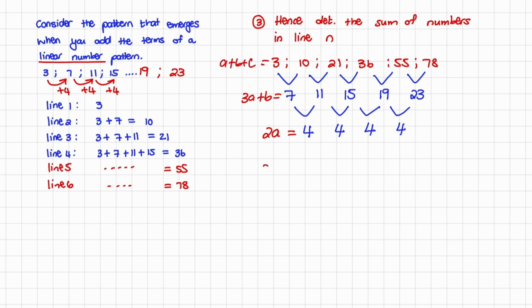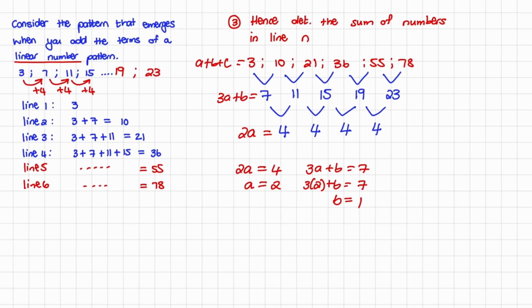So if I solve the value of a, 2a is equal to 4, therefore a is equal to 2. I'm dividing by 2 everywhere. And I have 3a plus b is equal to 7. But the a value is equal to 2, therefore I can solve b by substituting a. So b is equal to 1, because we have 6. I move that 6 over, so it's 7 minus 6, which is equal to 1.